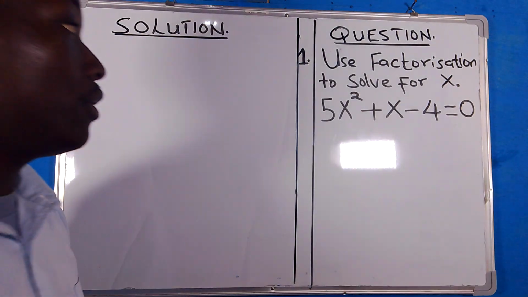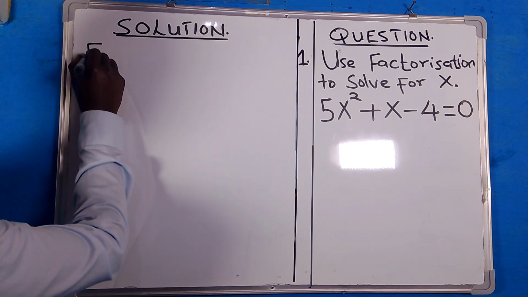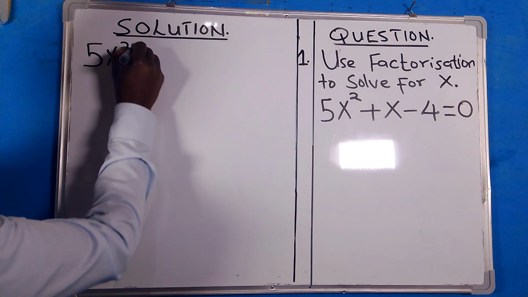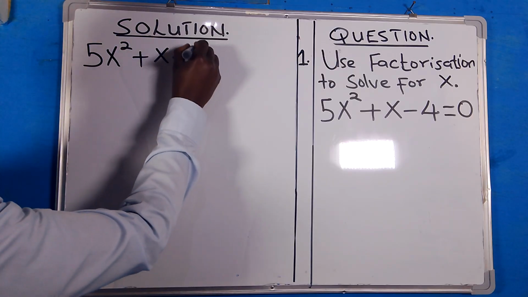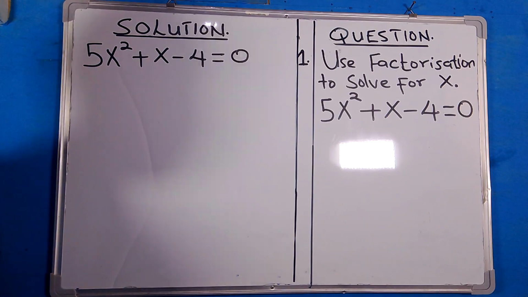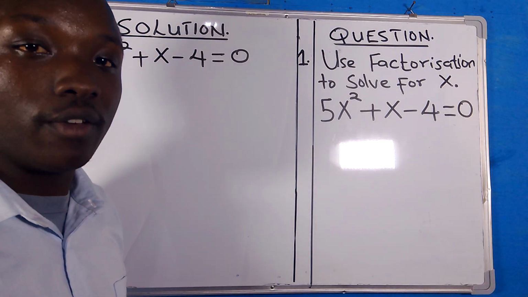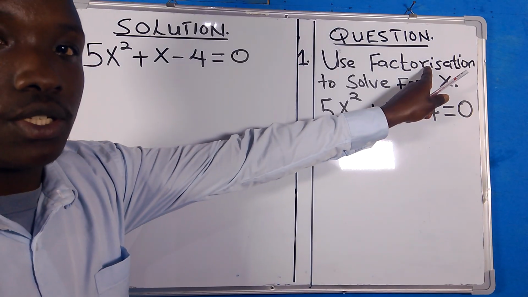So we'll do this question here. We have a quadratic equation, 5x squared plus x minus 4 is equal to 0. And in this particular equation, we are required to solve the value of x using factorization.